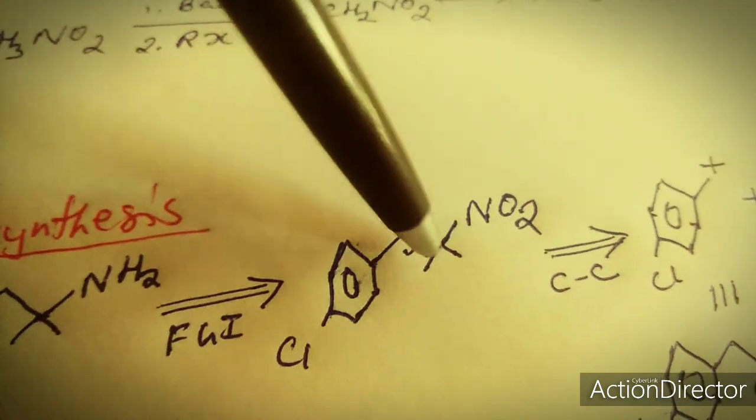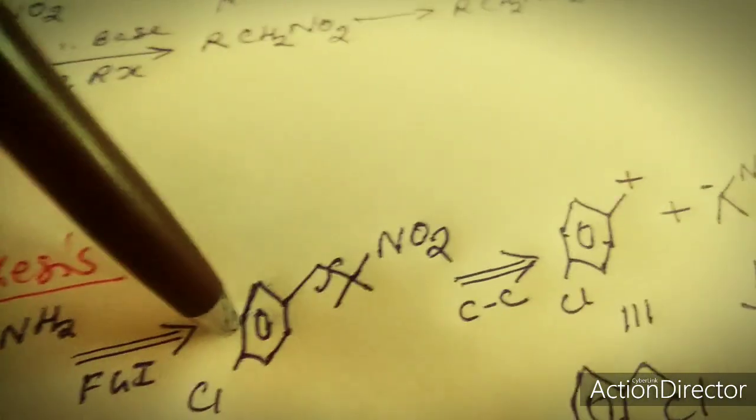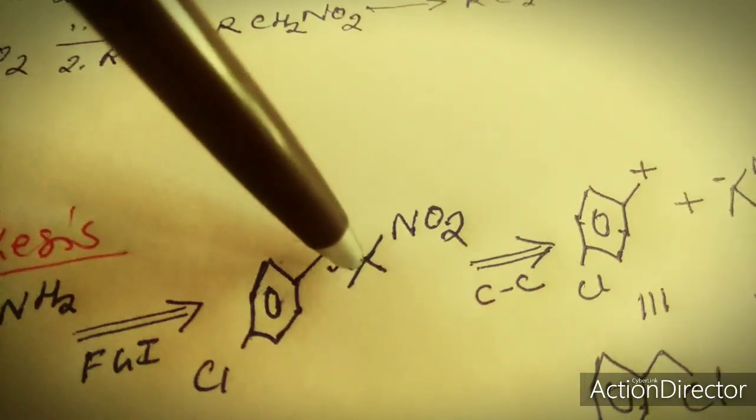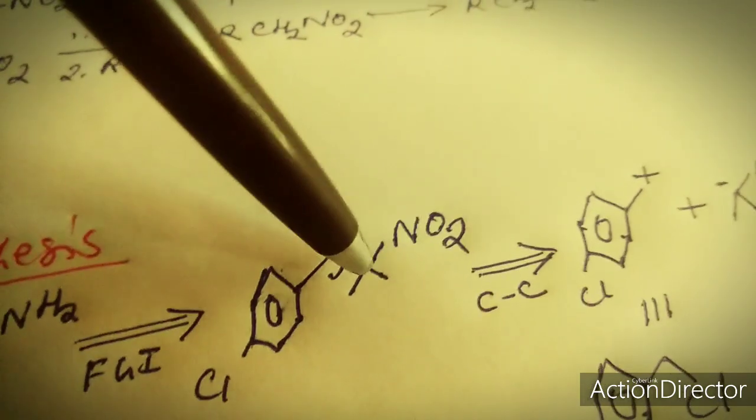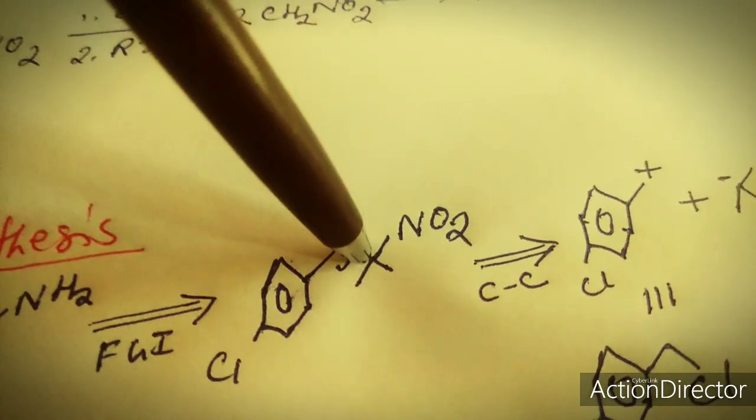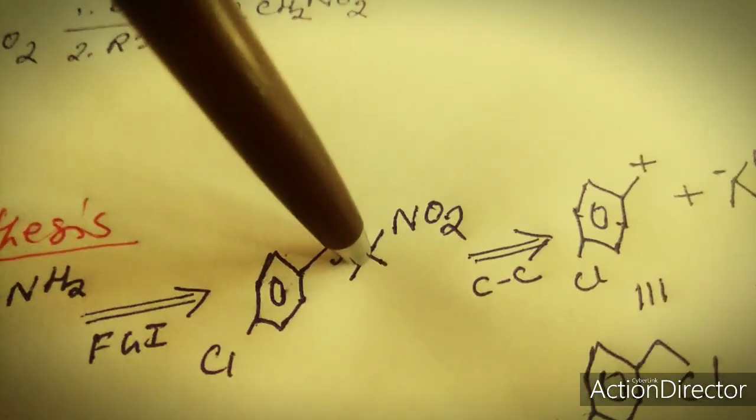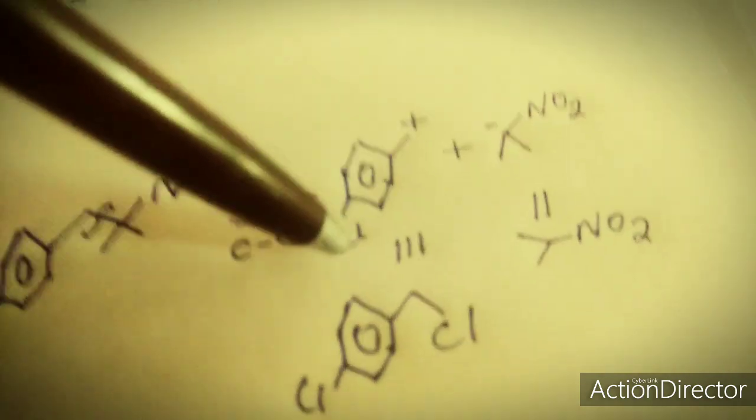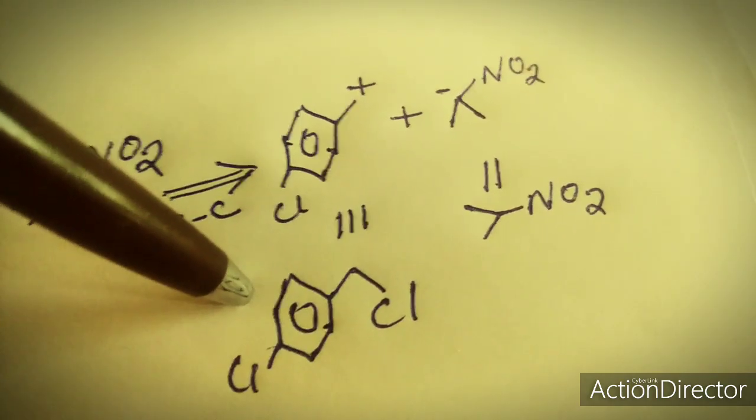What can one do? A 1,1-C-C disconnection so as to simplify this further. This disconnection will lead to this carbon positive here and carbon negative here. Why negative? Because we know this is attached to a nitro group, so we will easily get a carbon negative over here because the alpha hydrogen here is acidic. So this will lead to carbon positive and carbon negative. These are the synthons and these are their respective synthetic equivalents. This is then the disconnection.